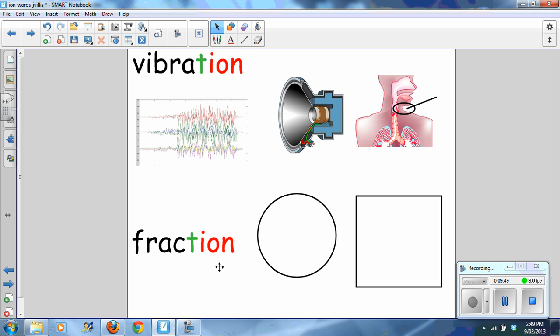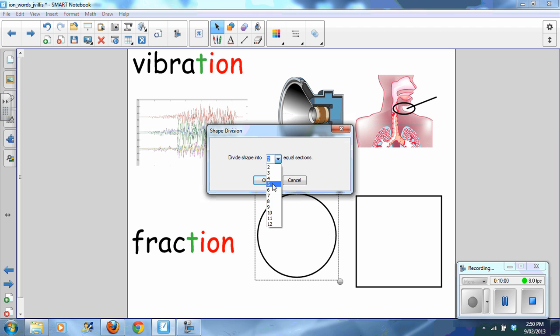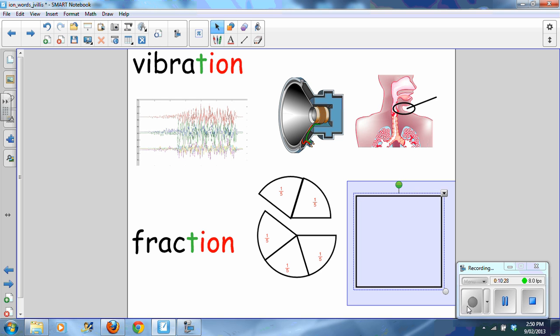Fraction. A fraction is a part of a whole. Here I have a whole circle. I'm going to divide this circle into fractions. This is a fraction. It is 1/5. If you look at the circle, it's divided into 1, 2, 3, 4, 5. This is 1/5. Now I have 2/5. 2/5 I've taken away and 3/5 are left over. These are fractions. Fraction is a part of a whole.